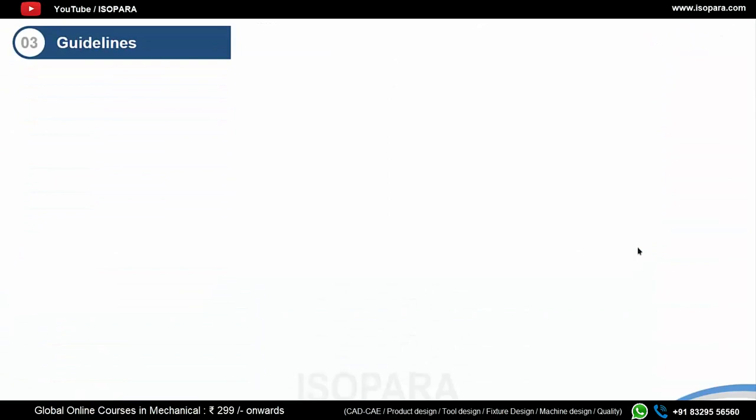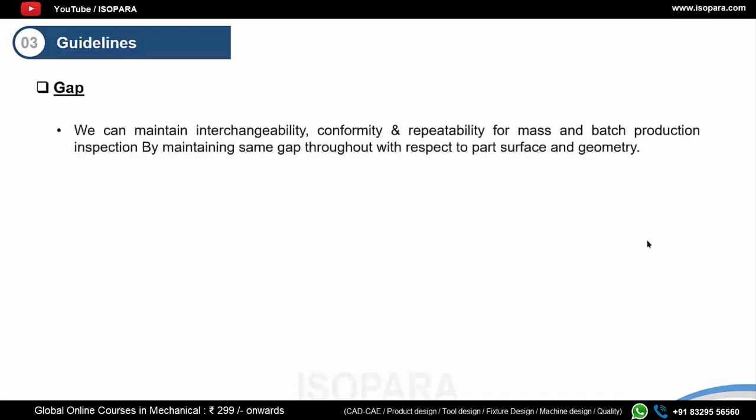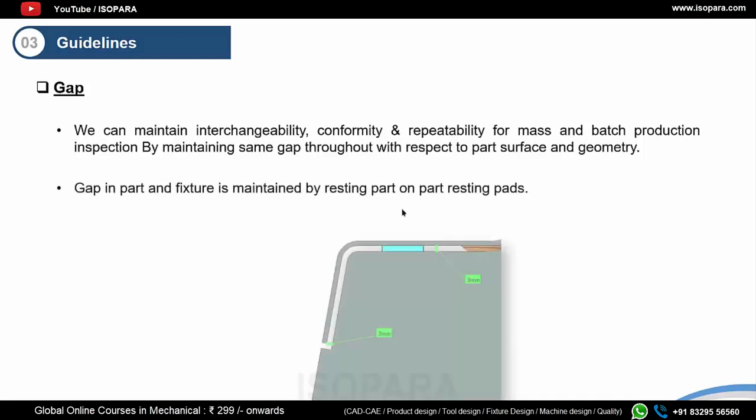Now let's talk about the guidelines. What are the things that you need to keep in mind while designing this, or while measuring or using the checking fixture? First is the gap. We can maintain interchangeability, conformity and repeatability for mass and batch production inspection by maintaining the same gap throughout with respect to part surface and geometry.